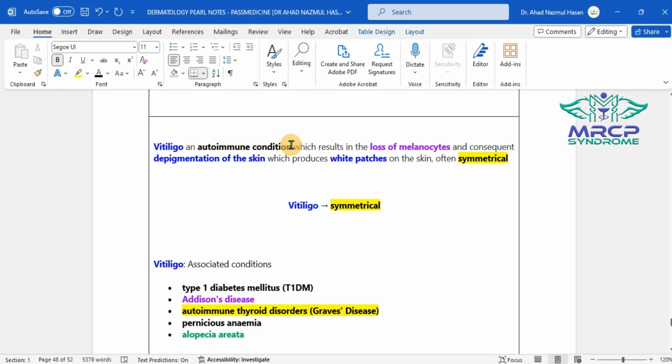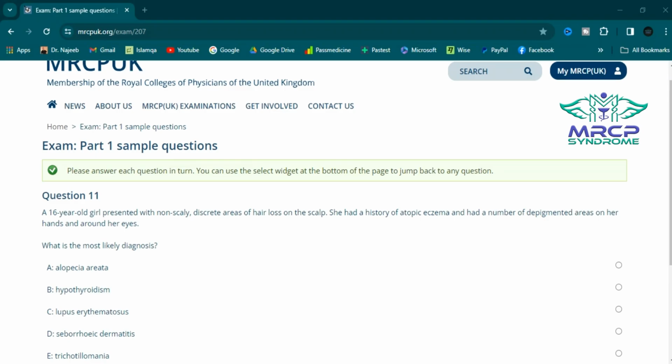Vitiligo is an autoimmune condition which results in the loss of melanocytes and consequent depigmentation of the skin, which produces white patches on the skin, often symmetrical. Symmetrical presentation is the cardinal feature of vitiligo. Vitiligo-associated conditions are the autoimmune disorders like type 1 diabetes mellitus, Addison's disease, autoimmune thyroid disorders like Graves' disease, pernicious anemia, alopecia areata. In your MRCP exam, whenever they give you a history of one autoimmune condition, most likely the answer would also be an autoimmune disorder.